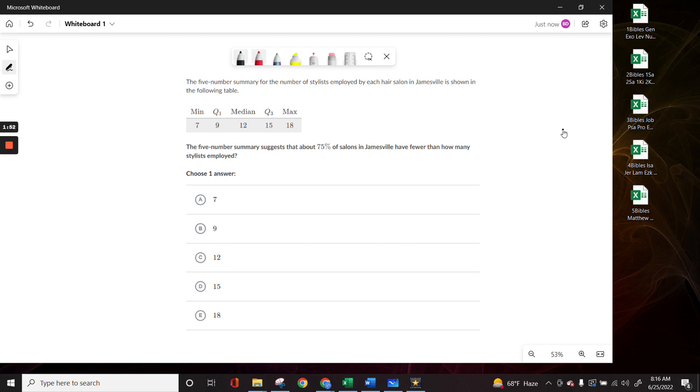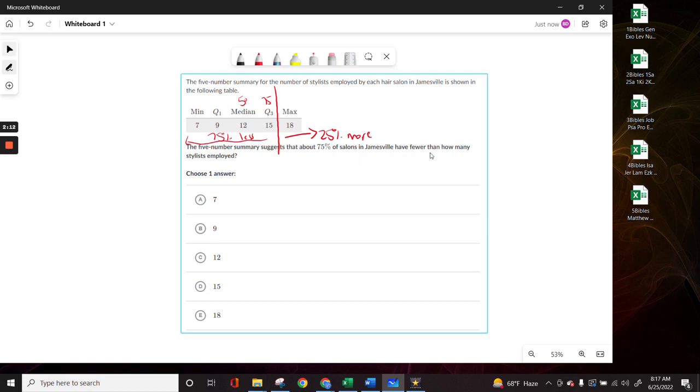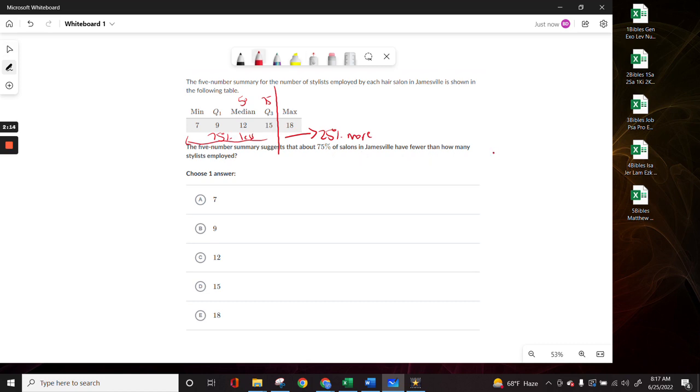So again, if I look, this would be 50% and this would be 75%. So if I cut it right here, 25% more than and 75% less than. So let's see what they ask for. 75% fewer. So 15 would be 75% fewer than 15. So you should have selected 15.